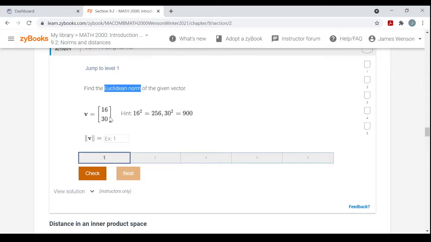All right. So the dot product of this vector, they're telling you 16 squared is 256, 30 squared is 900. Add them up, that'd be 1156. Now, did they ask you to round anything at all? No. Now maybe this ends up being a nice number. Let's see.